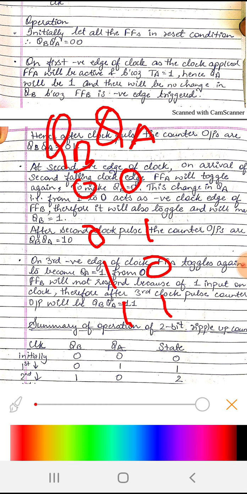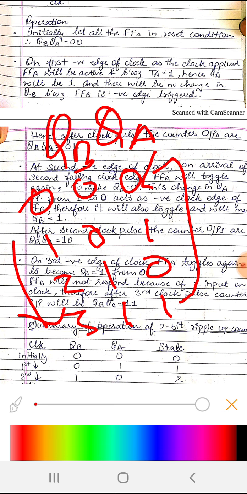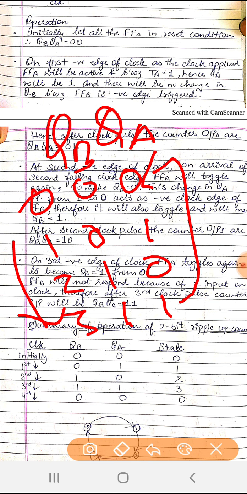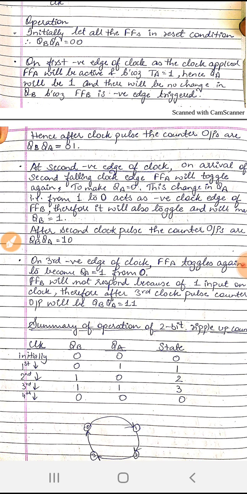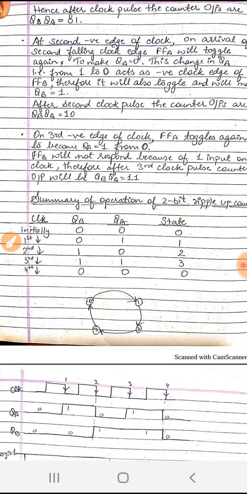So our 2-bit ripple counter has counted from 0 to 1, 2, 3 in 3 edges. At the fourth negative edge, it will again become 0. So that is why it is called a ripple counter. This is how a 2-bit ripple up counter would work.